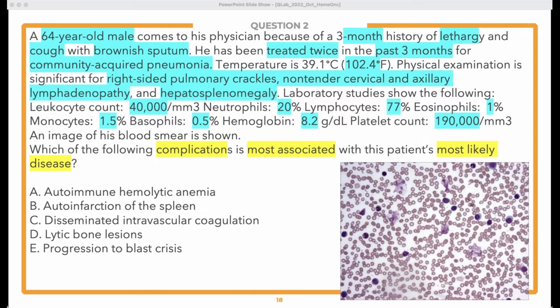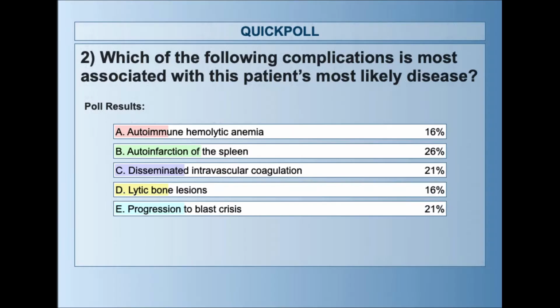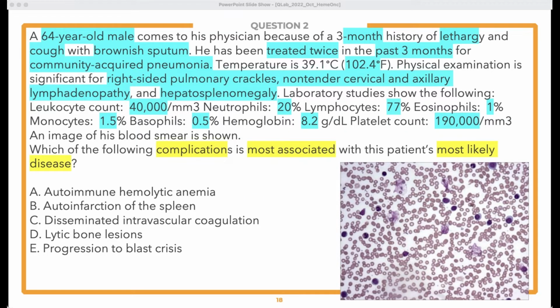And, well, I don't think that there is a clear favorite here. Autoinfarction of the spleen received the most votes, but this looks like a fairly even split. Even the lowest vote getter is only 10% off of the highest vote getter. So clearly, I think we've got some confusion, a little bit of a challenge with this one.